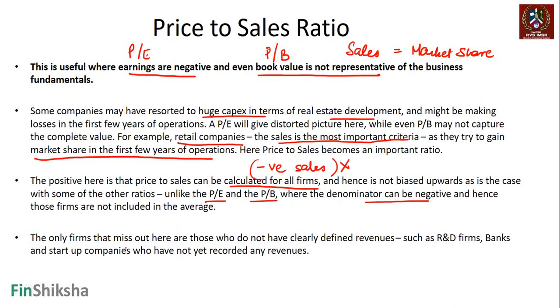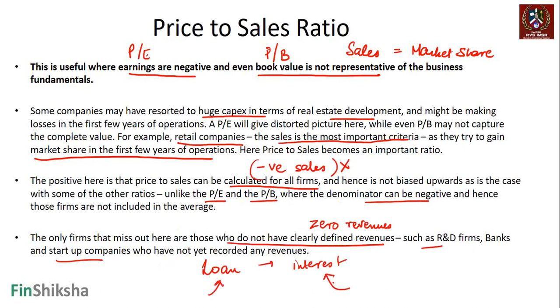The only firms that miss out here are those that do not have clearly defined revenues or which have zero revenues for a while. These are R&D firms or startups or banks which have not recorded any revenues, or banks basically because the revenue calculation for banks is a little bit tricky. Banks give out loans and they earn interest on those loans. So theoretically, the bank is trying to sell a loan, but it's the interest that is the income for the bank. So sales calculation is a little bit tricky.